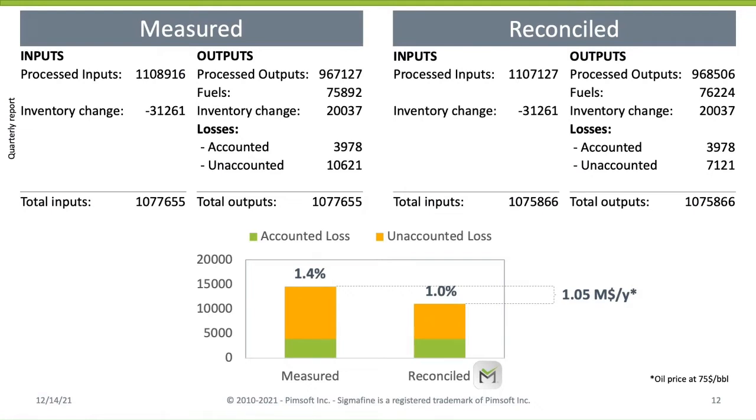The accounted losses in this case were already quite well measured. Even just reducing the unaccountable losses, the reduction we got is around 0.4%, which for this type of refinery, considering the throughput and also always considering the oil price at $75 per barrel, turned into an economical benefit of $1 million per year.